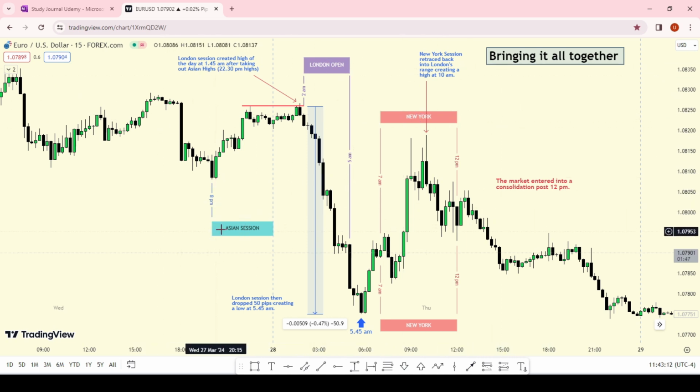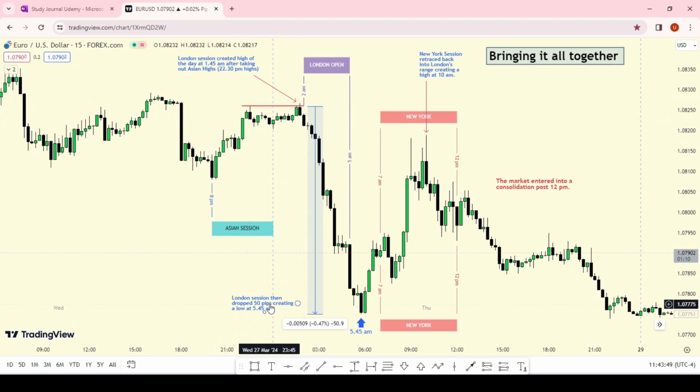If you start from the Asian session, you can see that from 8 p.m., our Asian session beginning point, the market rallied higher and created this high, then consolidated into midnight open. Then the market drove higher, taking out that high. That is what I've indicated here: the London session created the high of the day at 1:45 a.m. after taking out the Asian highs. These are the highs that were taken out.